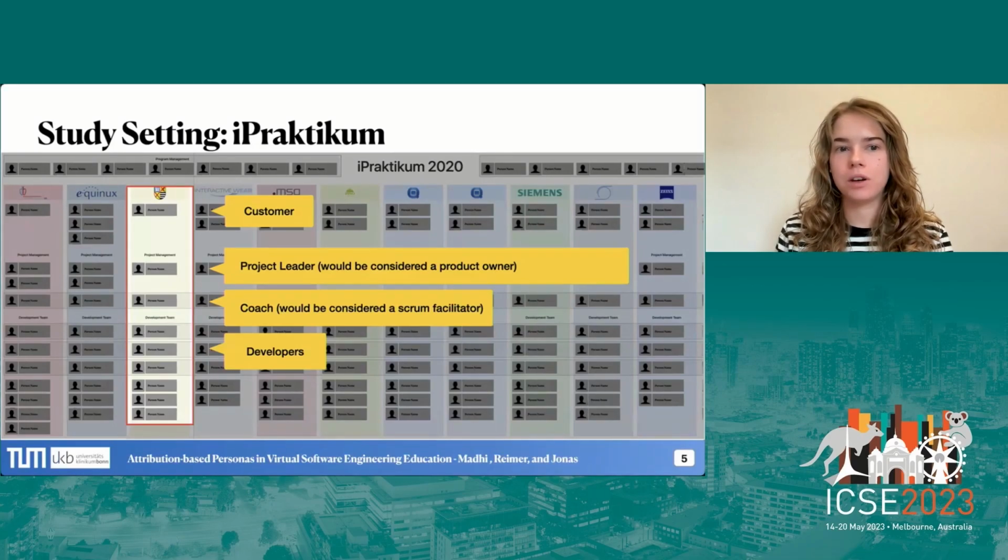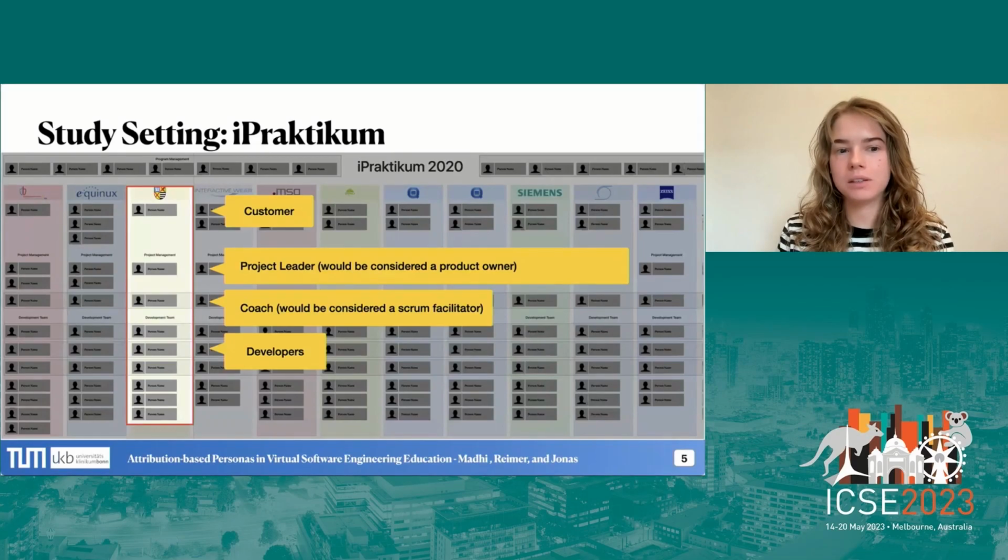So we would have advanced students that would coach a team and would be considered a Scrum facilitator. Then we have several students participating as developers. Then we usually have a project lead that would be considered a product owner. That role is usually taken over by a doctoral student or a very, very advanced student. And then we would have a customer that comes from industry and research.